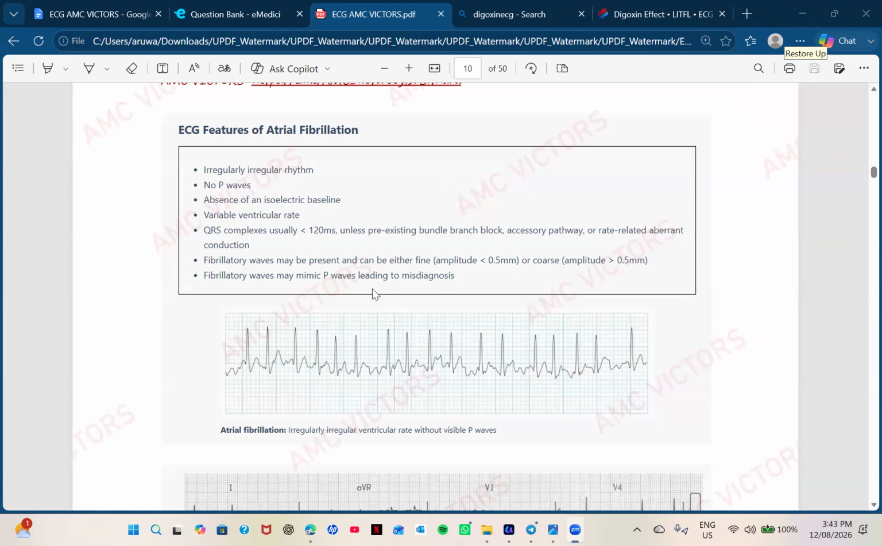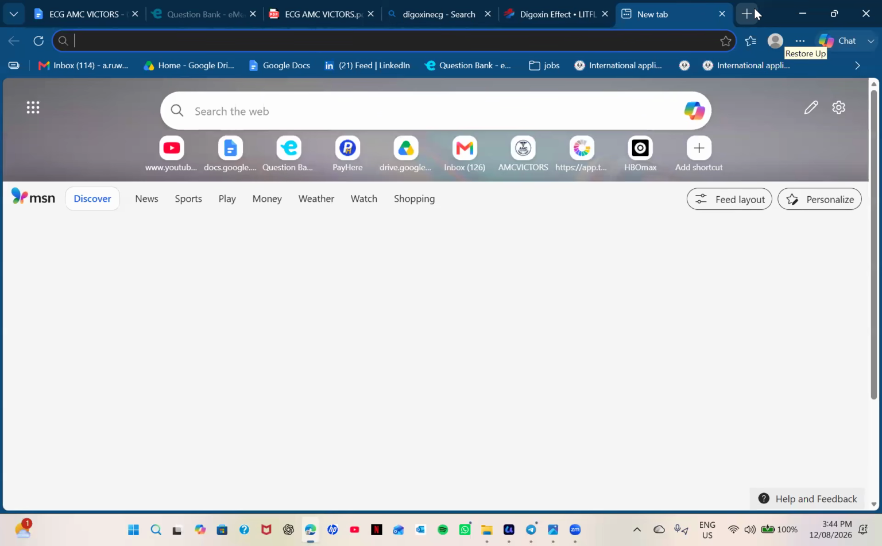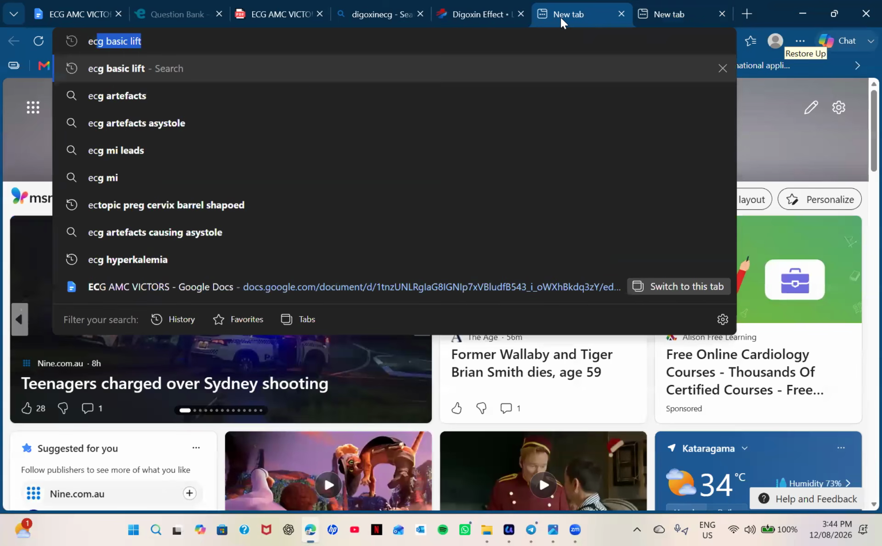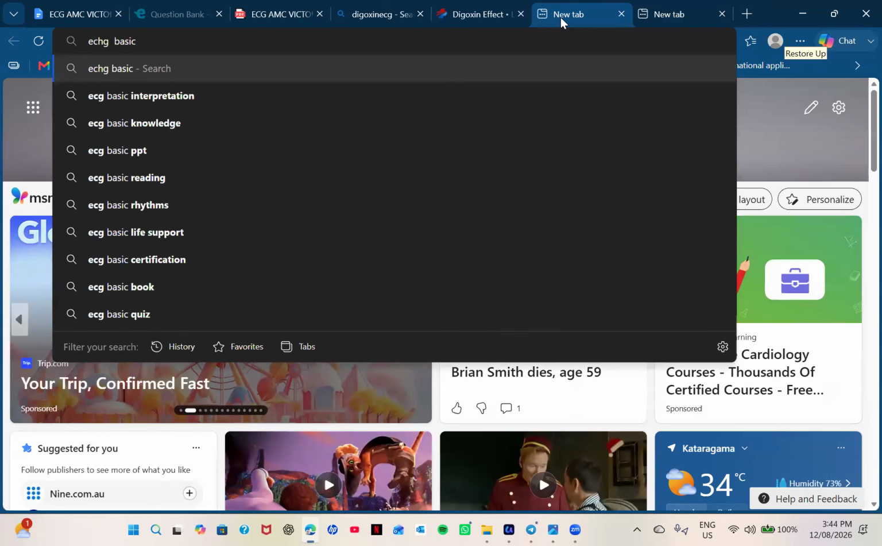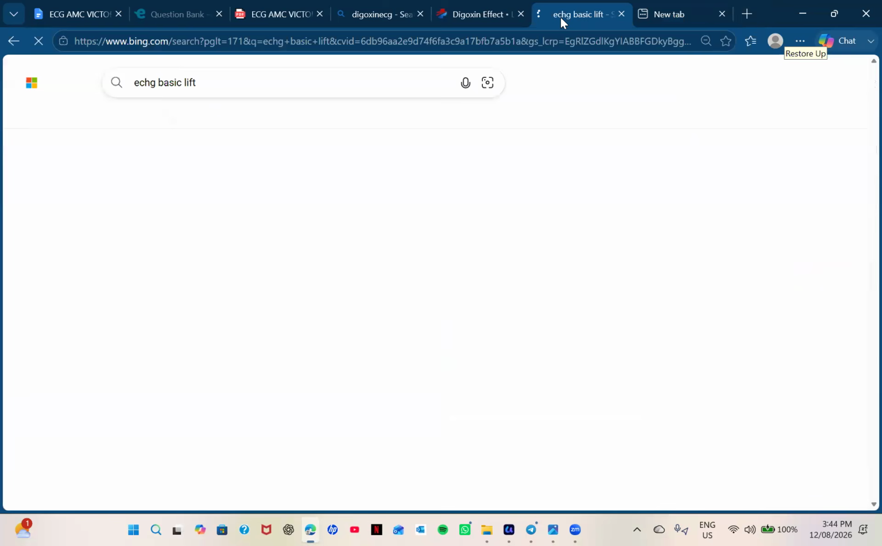Once you need to get the proper idea about the ECG and everything, just type atrial fibrillation LITFL, Life in the Fast Lane, and then you will get a better ECG, because the best guideline for ECG, from Australia, I will suggest, is Life in the Fast Lane, LITFL, because they have the ECG basics as well. I'll show. That is very important. ECG basics.